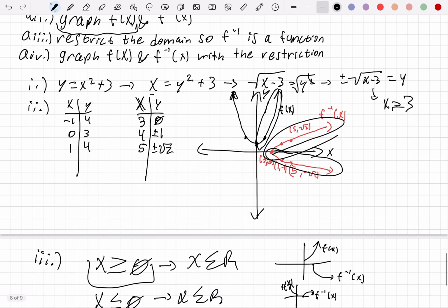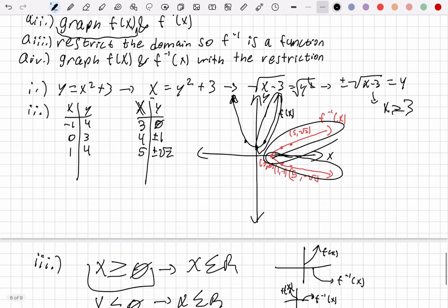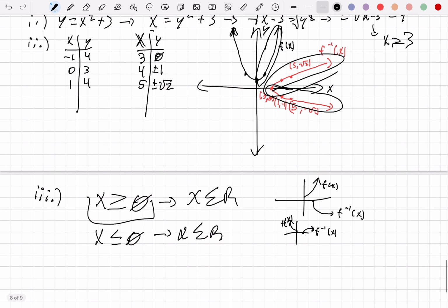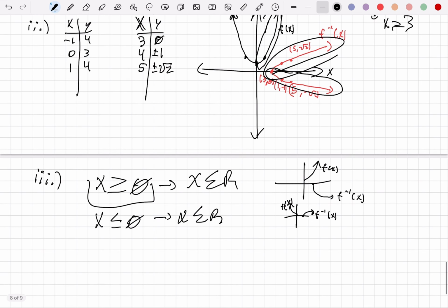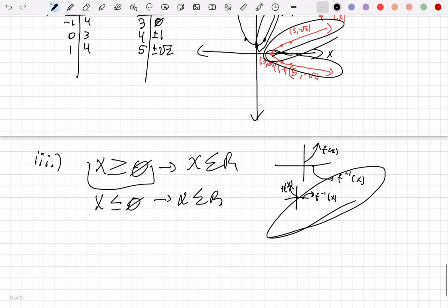In other words, with a parabola, we can either restrict it on one side or the other, and each of those will be able to give us a function as the inverse. So that's pretty much it for the inverse function.